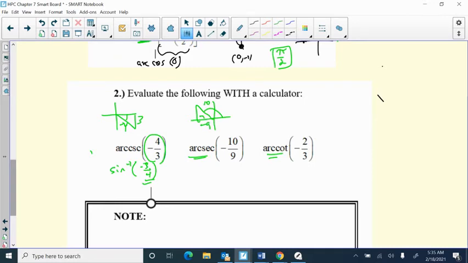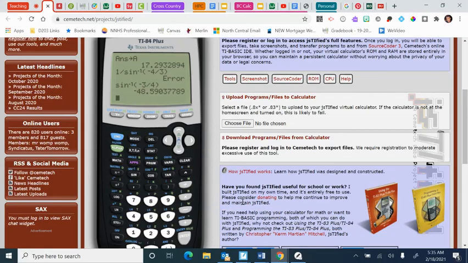So then what do I type in my calculator? I type in arc cosine of negative 9/10. So then I go to my calculator and I type that in. And the great thing is that the calculator automatically has the restricted domains defined. Oops, negative 9/10. There it is.